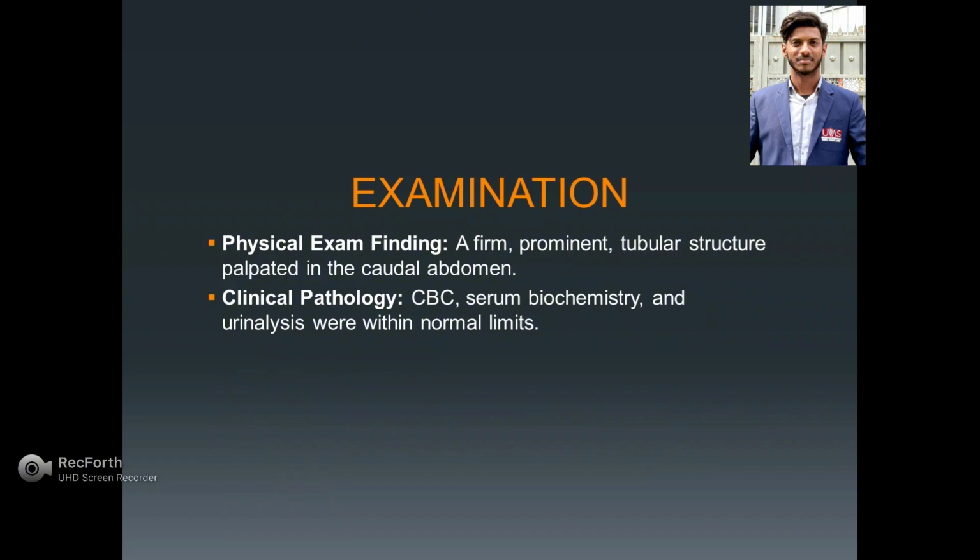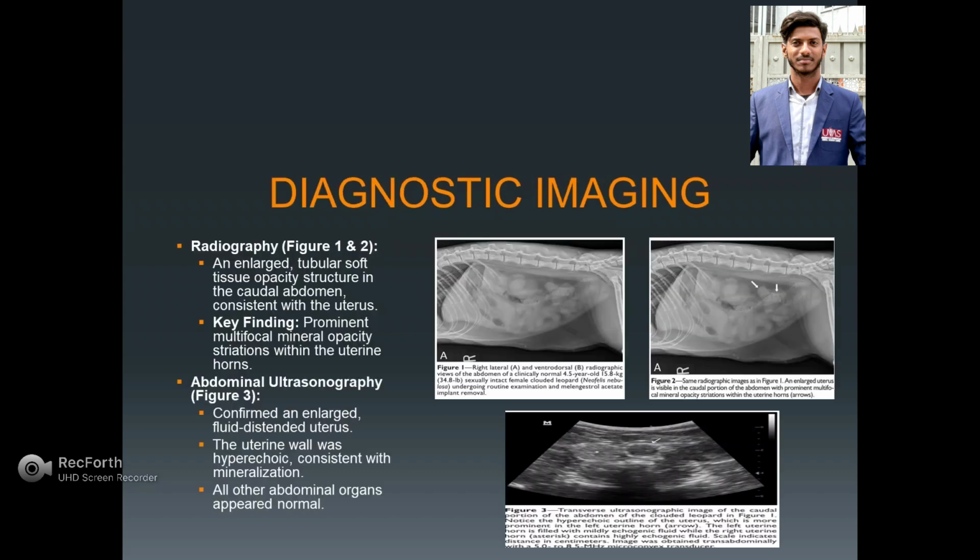Now move on to the examination. The physical examination finding of a firm tubular structure in the abdomen was the first red flag. In a normal animal, you shouldn't be able to palpate the uterus so easily. This prompted further investigation, starting with clinical pathology. The normal blood and urine results tell us this was not a systemic illness. The problem was localized, likely to the organ they could feel.